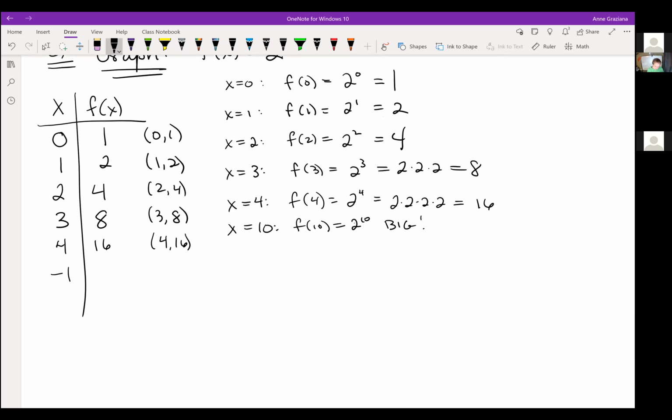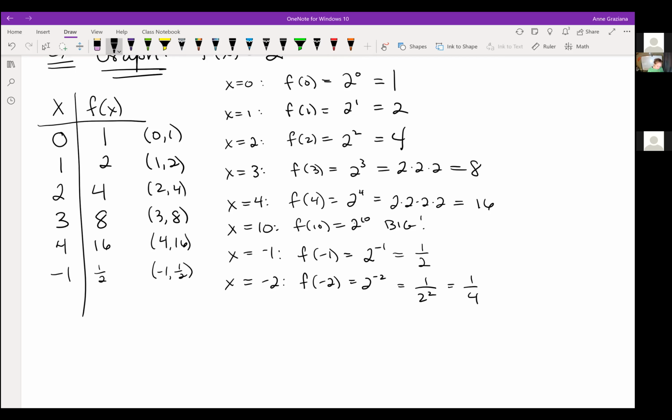If I put in a negative number, f of -1 is 2 to the power of -1. Well, that is 1/2. Remember, negative exponents mean flip it, take the reciprocal, 1 over 2. So if I put in -1, I get 1/2. Okay, let's try -2. f of -2 is 2 to the -2, which is 1 over 2 squared, which is 1 over 4.